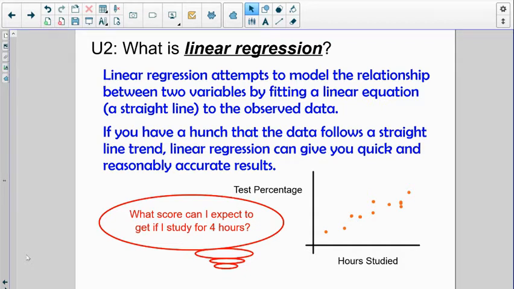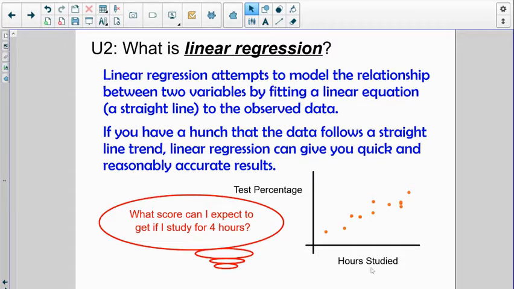And regression is really describing a process for how we show a relationship between two variables, or how we could maybe even use that to predict future values. So if you have a hunch that the data follows a straight trend line, linear regression can give you a quick and reasonably accurate result.